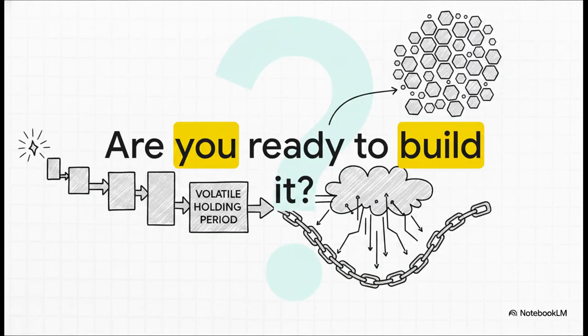You've just watched the complete end-to-end arc. From the absolute first spark of a 5-cent edge, charging through a brutal gauntlet of logic gates, waiting out a volatile holding period, executing a blockchain redemption, and ultimately feeding back in to empower a larger hive mind. You now fully understand the true anatomy of a live trade. So the only question left to ask yourself is, are you ready to build it?